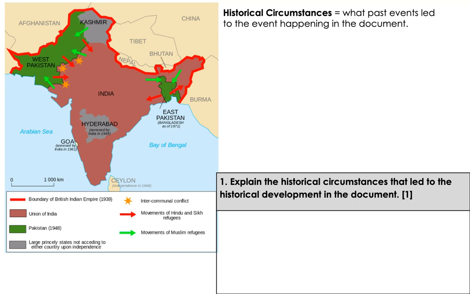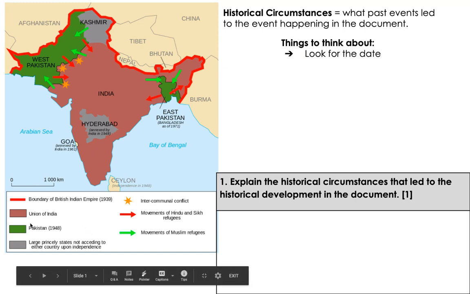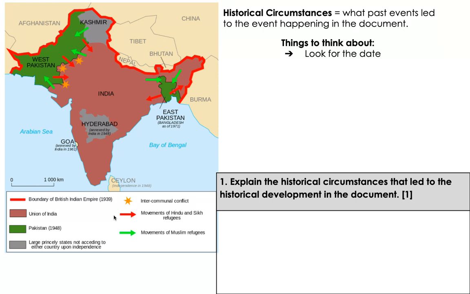But we also got to figure out what events are actually happening in this document. So some things to think about. Look at the date. Is there a date? 1948, 1939. So I need to think to myself, what was happening in India during these years?